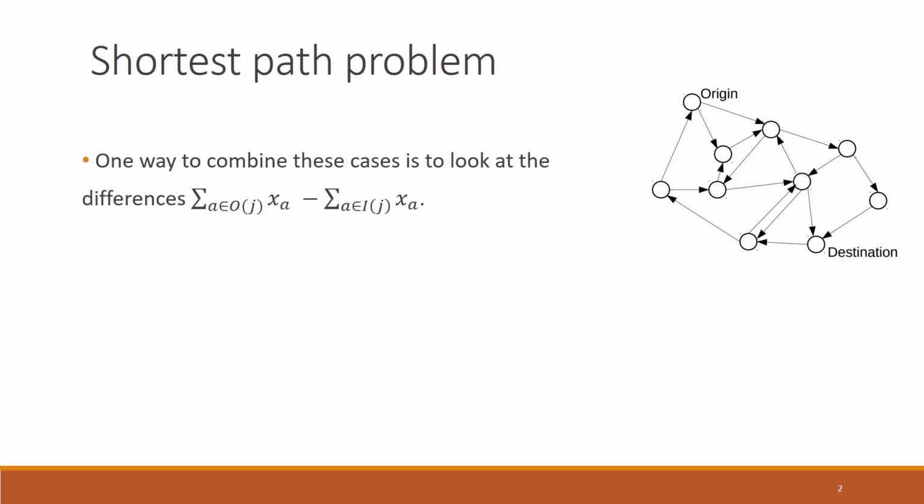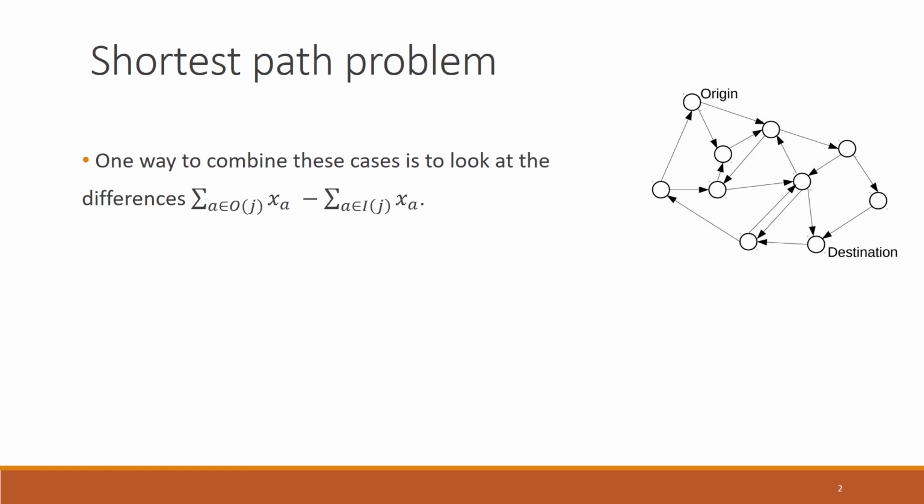We had looked at 4 cases where a node in this given network can lie. The first case was whether a node J is not part of the shortest path that is finally selected. The second case was when the node J is part of the selected shortest path, but it is neither the origin nor the destination node. Then we had cases 3 and 4, where this node J was either the origin or the destination. So, one way to combine these cases is to look at these differences here.